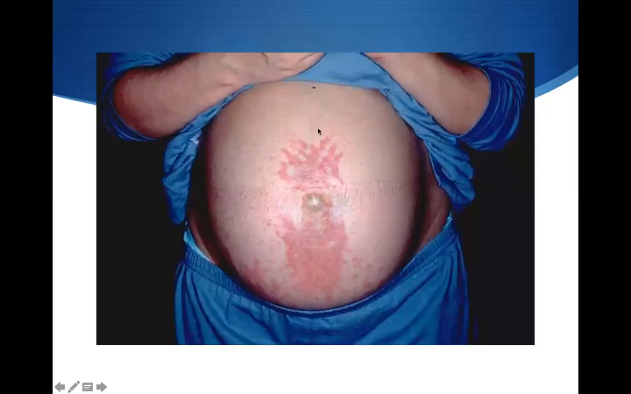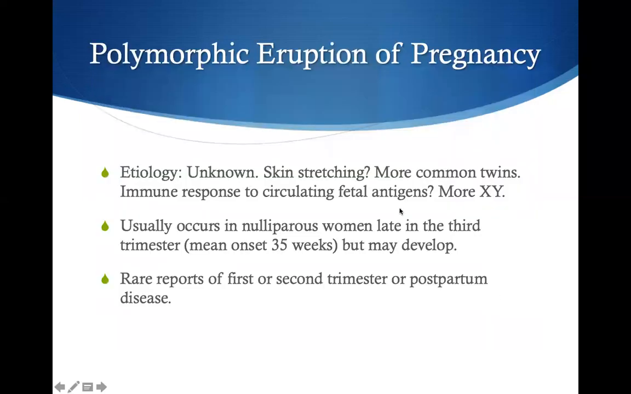Here again, just like PG, it tends to start around the umbilicus and then spread to the extremities. Next slide. The etiology is unclear. It's thought possibly to be due to skin stretching, as it is more common in twin pregnancies where the abdomen undergoes more physical stretching.